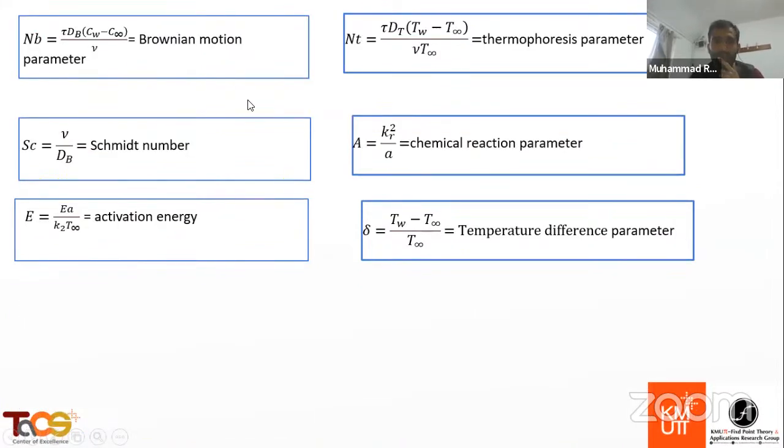Similarly, Nb is the Brownian motion parameter, Nt is the thermophoresis parameter, Sc is Schmidt's number, A is the chemical reaction parameter, E is the activation energy in dimensionless form, and delta is the temperature difference parameter. These are some dimensionless parameters when we convert the PDEs into ODEs.